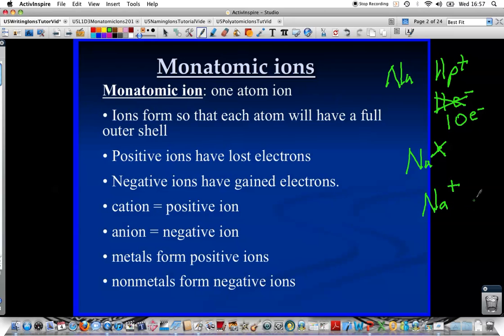Okay, so an ion is simply an atom that has become charged, and so you'll have the symbol for the atom, for the element, and then you'll have the charge. The charge is typically going to be a superscript on the upper right side of the symbol. Okay, remember metals tend to form positive ions and nonmetals tend to form negative ions.